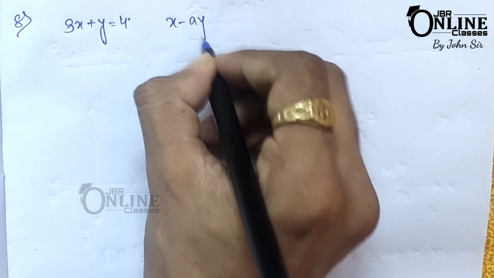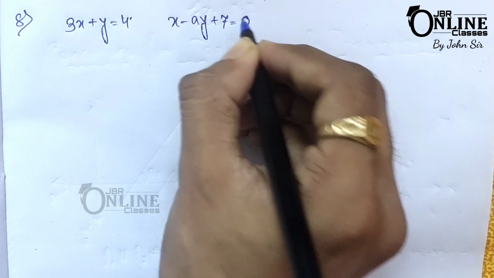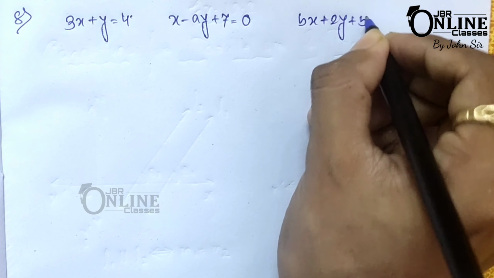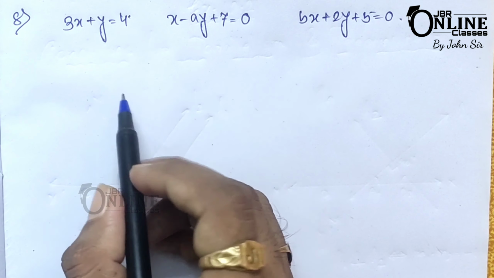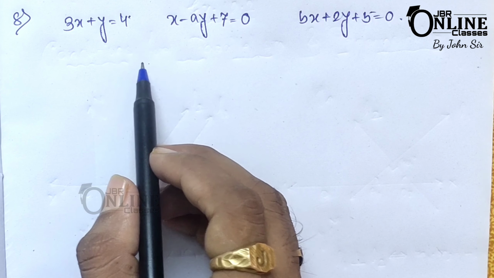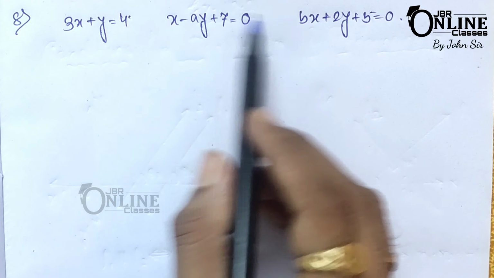one x - ay + 7 = 0, and the third one bx + 2y + 5 = 0. So these 3 lines form 3 consecutive sides of a rectangle. These 3 lines form 3 consecutive sides of a rectangle. Then find the value of a and b.